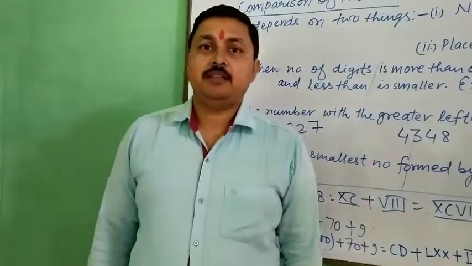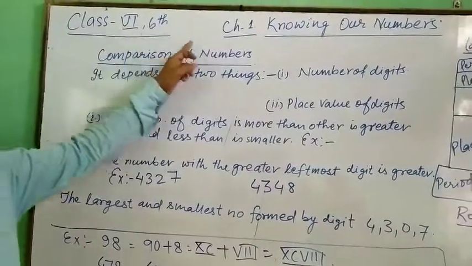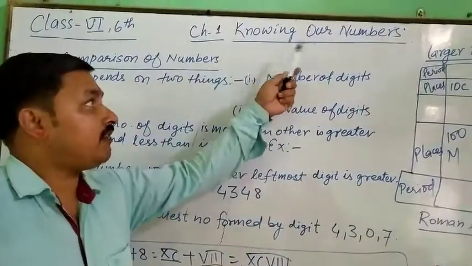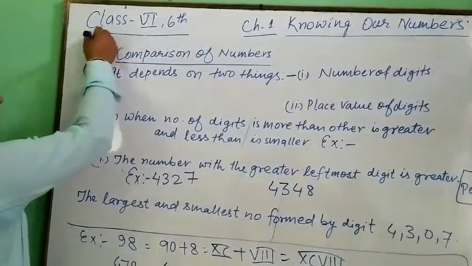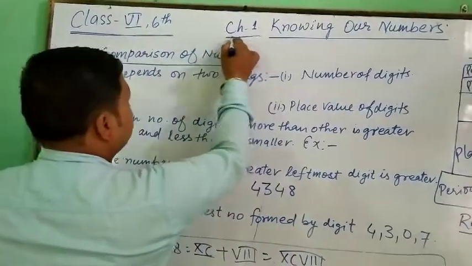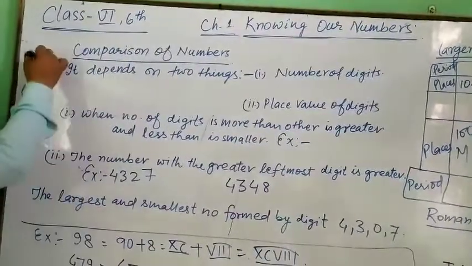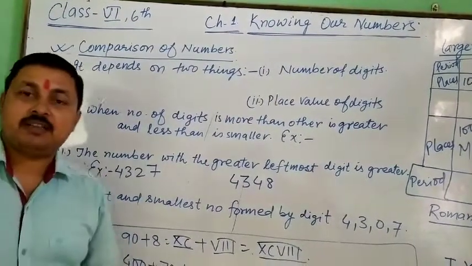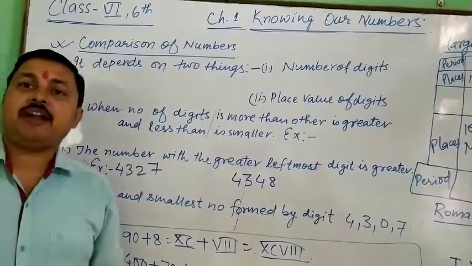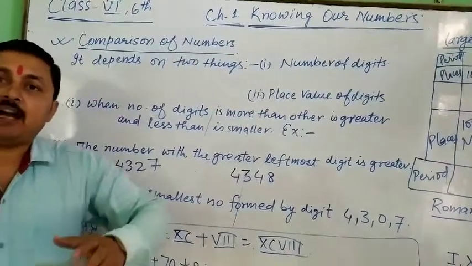Today I am explaining class 6, chapter 1, knowing our numbers. At first topic, comparison of numbers. How can we find out the greatest and smallest number? How can we compare them?